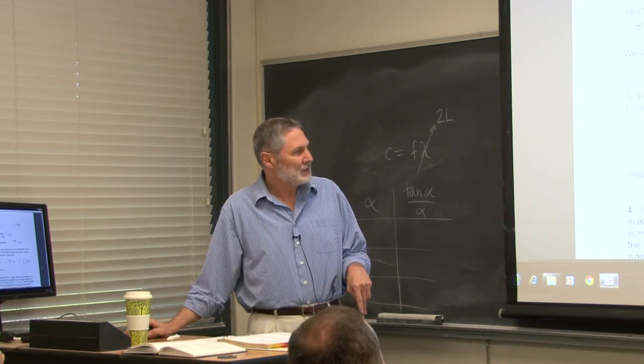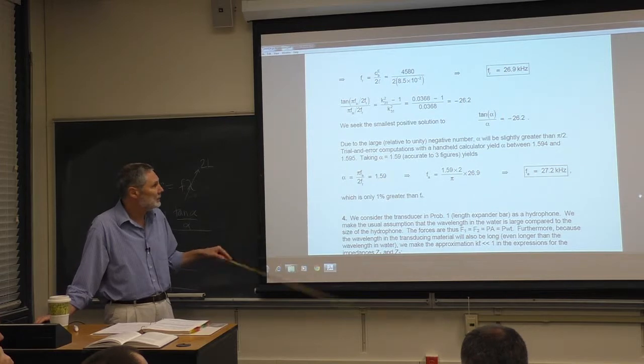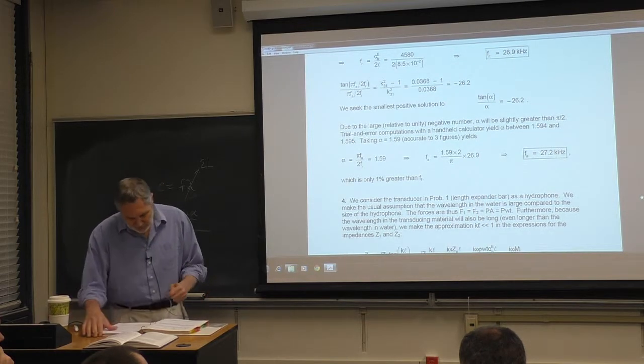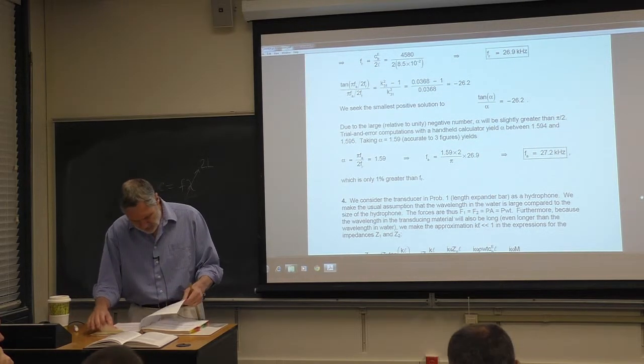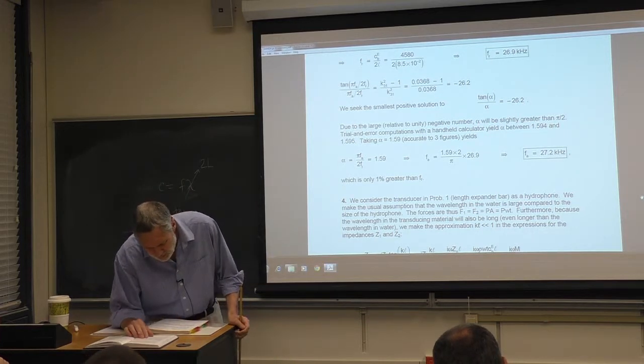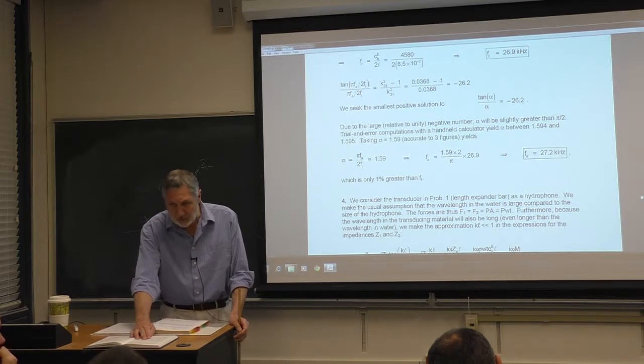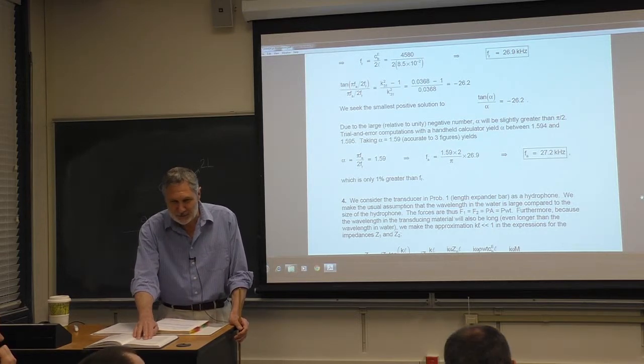All right, so the next one here, does anybody have any questions? Any other questions for this one? Okay. The next one is problem four. So again, it's the length expander bar. We've got a lot of problems in length expander.